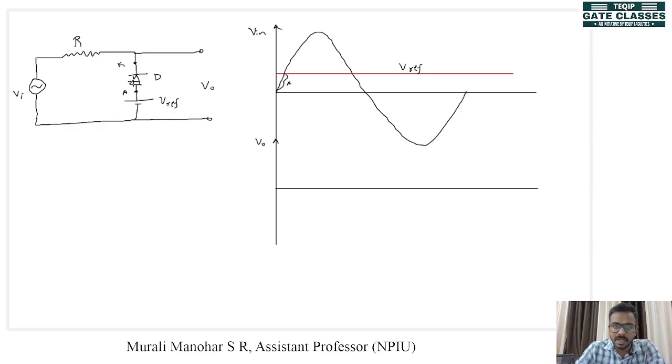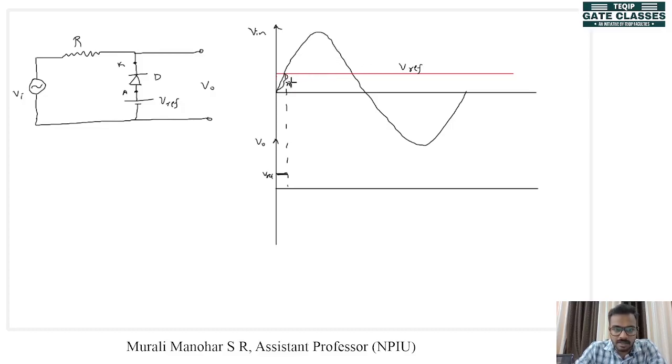This diode will be forward biased. So when the diode is forward biased, what happens to the output? The output will be clamped to Vref. So until this point, what will be the output? Output will be equal to Vref. These are Vref. Okay, what happens after that? So after this point, cathode voltage increases, right? This is cathode voltage. So, and this is Vref is anode voltage.